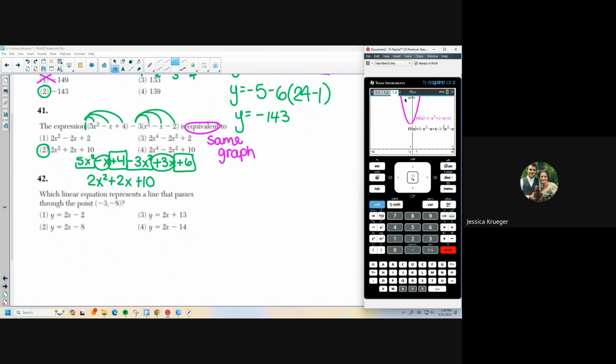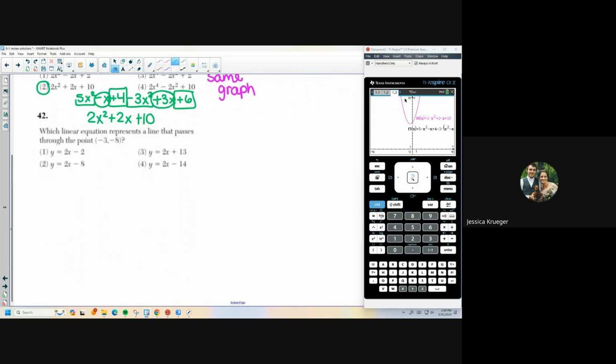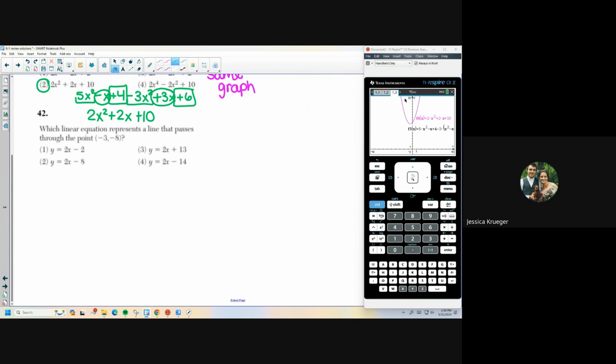Which linear equation represents a line that passes through the point -3, -8? So I'm going to graph each of these. So I've got 2x minus 2, and I can graph it as a regular function because y is by itself. And I'm going to go ahead and type -3 in. Oh, look at that. Answer choice 1.